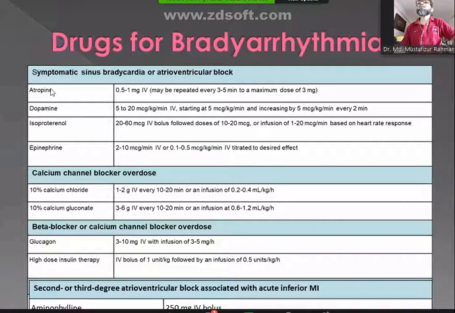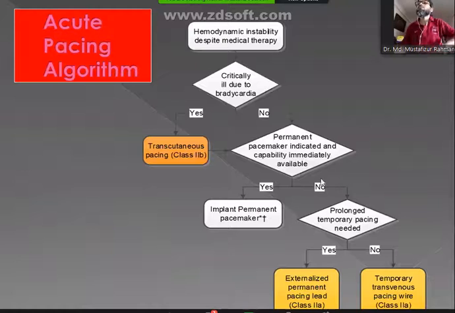Some drugs for bradyarrhythmia are dopamine, atropine, isoproterenol, and epinephrine. For calcium channel blocker overdose or beta blocker overdose, glucagon can be given. Third degree AV block with acute MI can be given aminophylline also. With the pacing algorithm, if the patient is hemodynamically unstable and critically ill due to bradycardia, transcutaneous pacing. If no, a permanent pacemaker is indicated, and we implant the permanent pacemaker.